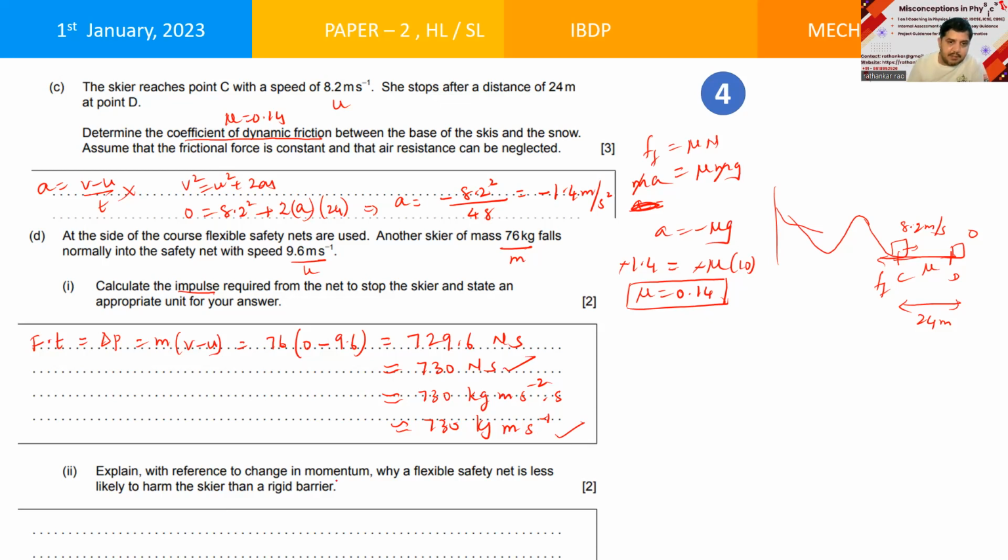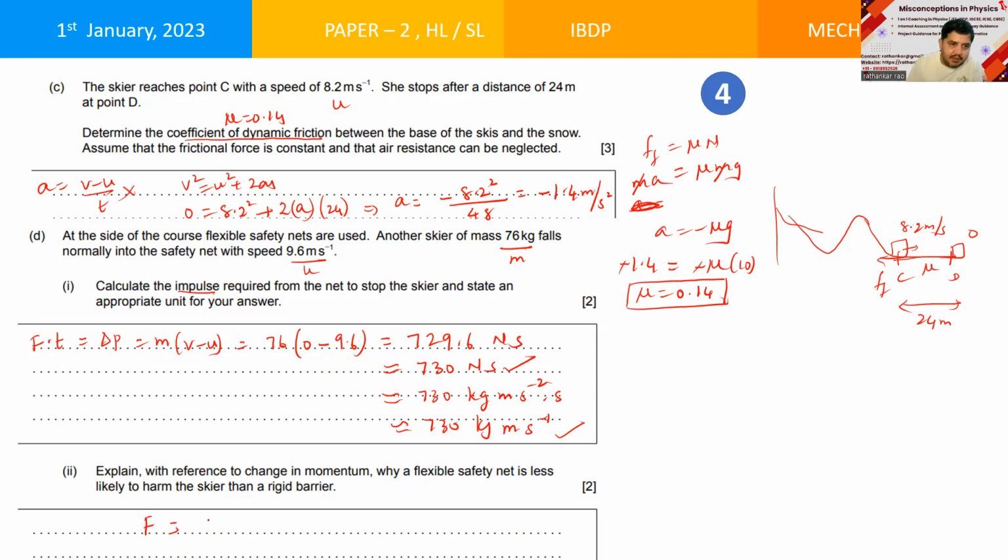Explain with reference to change in momentum why a flexible net is less likely to harm the skier than a rigid barrier. Why do we need this? The answer to this is, when you have a flexible net, for the impulse to slow down, it will definitely take some time, right? So how much time will it take? Let us say, for example, when the person lands onto a flexible net, it takes something like, let us say, 2 seconds. If it takes 2 seconds for him to stop, then what will be the force?